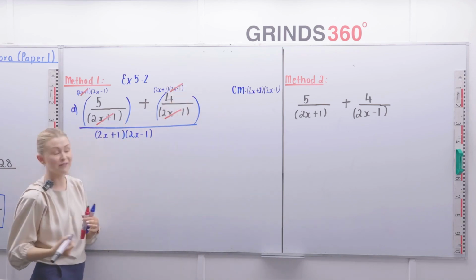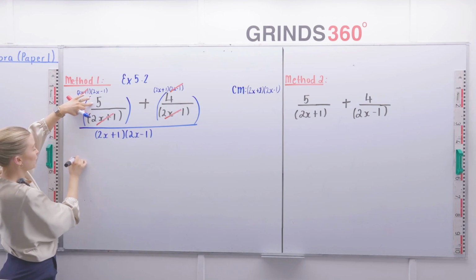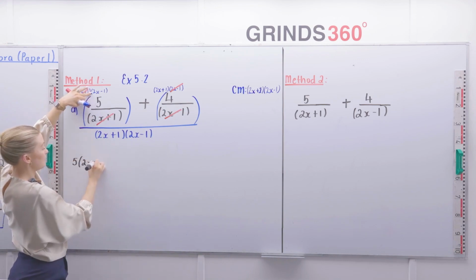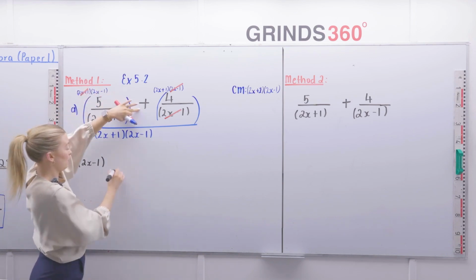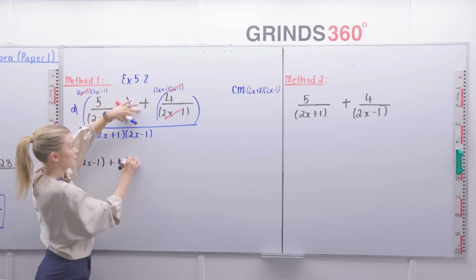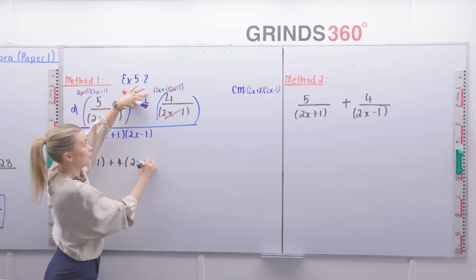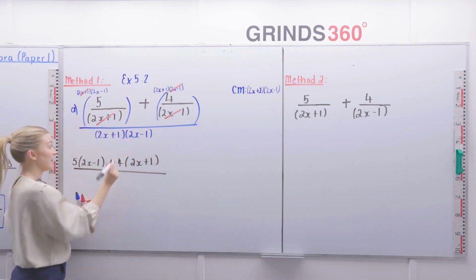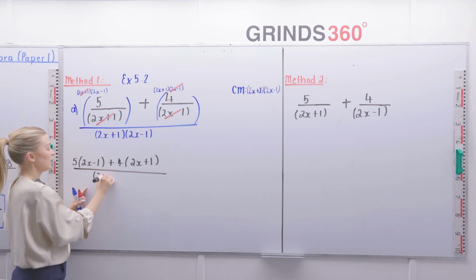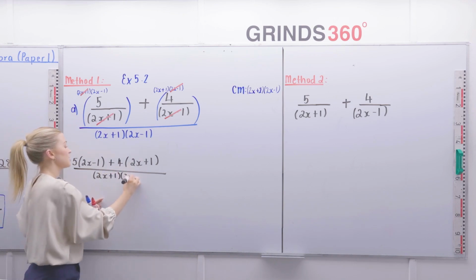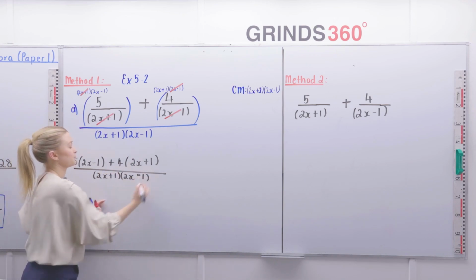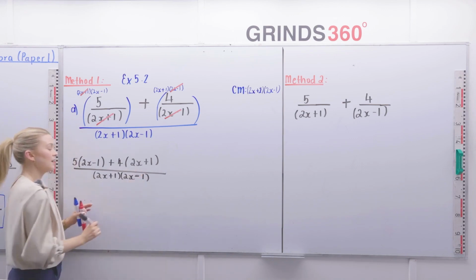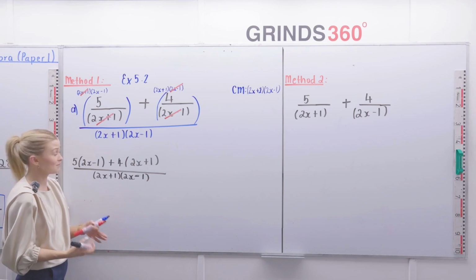So what am I actually left with here? I'm left with 5 times, I like to put my whole number out in front, times 2x minus 1, plus in the middle, 4 times 2x plus 1. And this here is all over, and I'm not going to multiply these out. Leave it as factors: 2x plus 1 times 2x minus 1. Move my little minus sign down. Now, you're nearly done. Same idea as before.